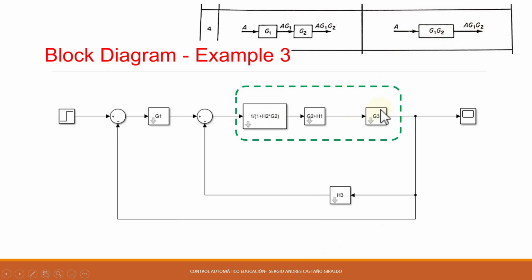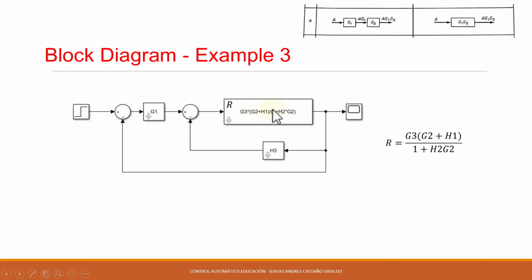So let's multiply these three blocks. When we multiply them, we see that there is a 1 on top. Here we have G2 times H1, which would be this 2, which becomes 2 times H1 times G3. And in the denominator, we simply have the feedback, which would be 1 plus H2 times G2. And so we have the reduction here.